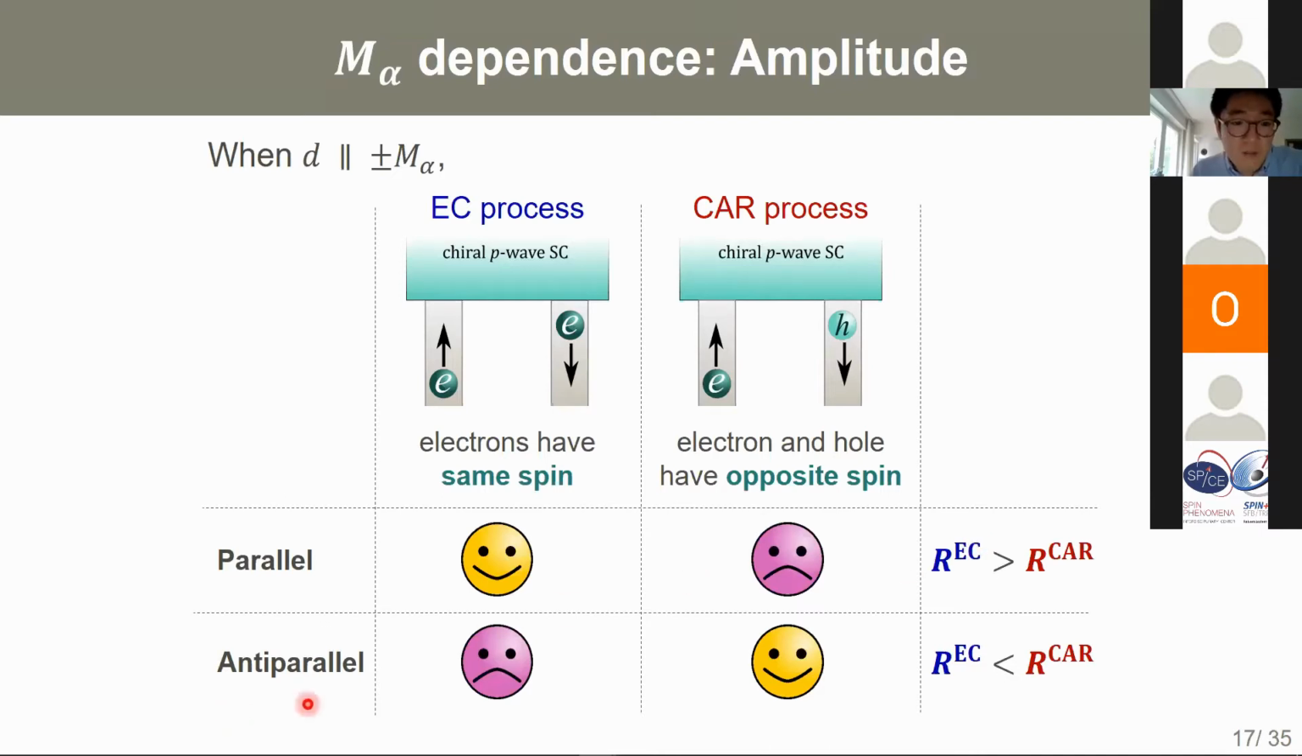As a consequence, elastic cotunneling becomes dominant, and then the non-local conductance goes to a negative finite value. But when we prepare the antiparallel magnetization, in that case, elastic cotunneling is disturbed, whereas the spin flipping in the crossed Andreev reflection is never disturbed. As a consequence, we get the crossed Andreev reflection dominant case, and then the non-local conductance goes to a positive finite value. So now we can get some physical description for the previous figure.